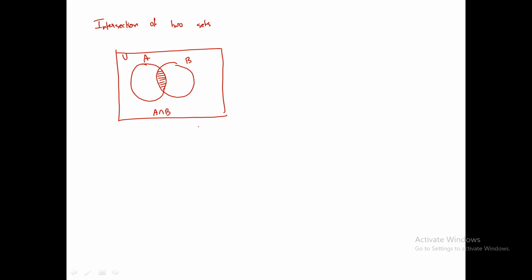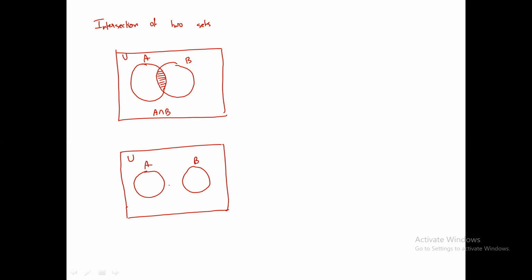Suppose in the universal set, again, the circle A and circle B are far apart from each other, then they will have nothing common between them. That means A intersection B is nothing. It is an empty set. In such a case, A and B are called disjoint sets.